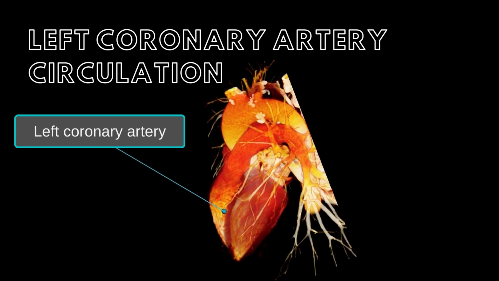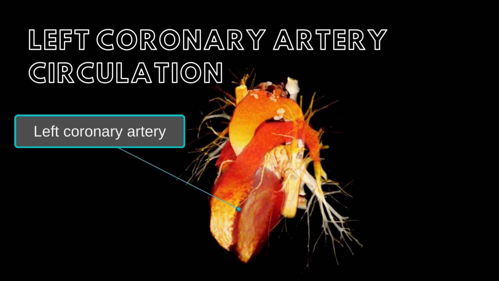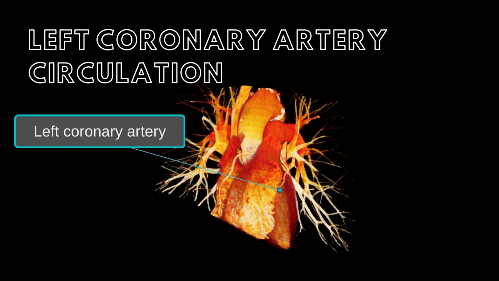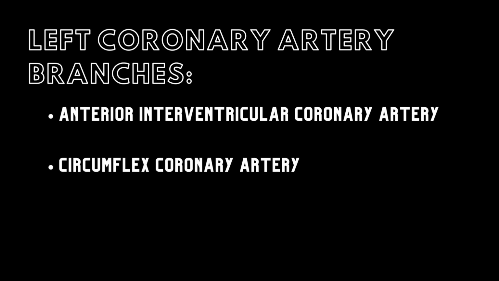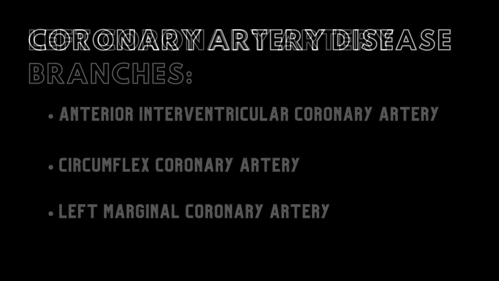The left coronary artery branches off of the ascending aorta at the left aortic sinus. The left coronary artery supplies most of the left atrium and left ventricle with blood, including the sinoatrial and intraventricular nodes. The branches of the left coronary artery include the anterior intraventricular coronary artery, circumflex coronary artery, and the left marginal coronary artery, which is present in most individuals.